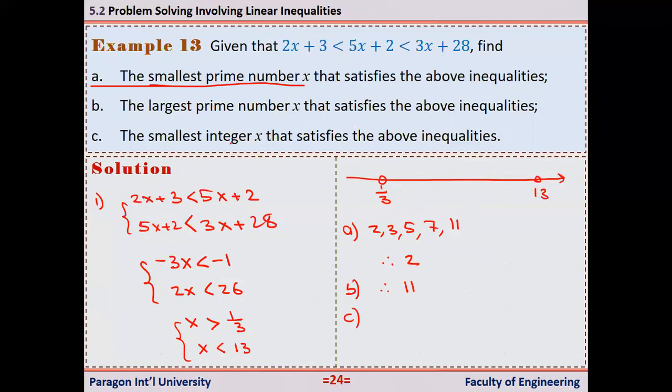C, the smallest integer x that satisfies the above inequalities. Actually, how many integer solutions do we have here? The smallest integer that is greater than 1 over 3 is, what is it? It is 1. Next one is 2, 3, 4, 5, 6, 7, 8, 9, 10, 11, 12. All these are integer solutions of these inequalities. So among these, it says smallest integer x. Which one is the smallest? It is 1. So the answer to the question is 1.